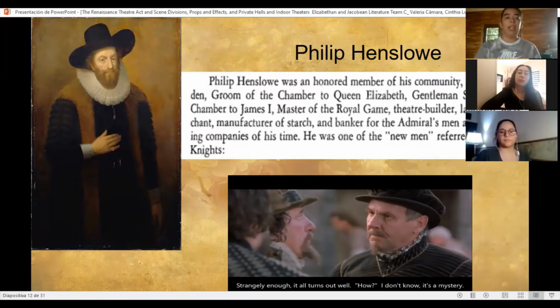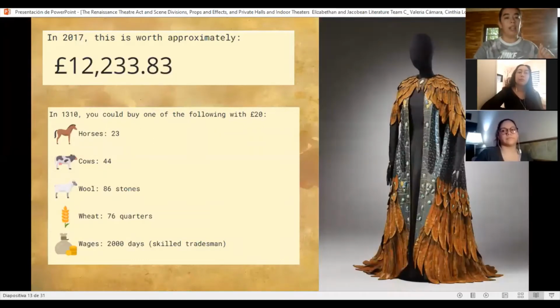So he was a really important man, and he was really elaborate with the costumes of the characters. He says that he once spent 20 pounds on one cloak, and as you can see right here, thanks to an archive on the internet, I found that in 2017 it was worth 12,000 pounds, which is roughly $15,000 right now. And in those times, he could have bought 23 horses, 44 cows, or paid almost 2,000 days of wages. So it was a lot of money for just one costume.